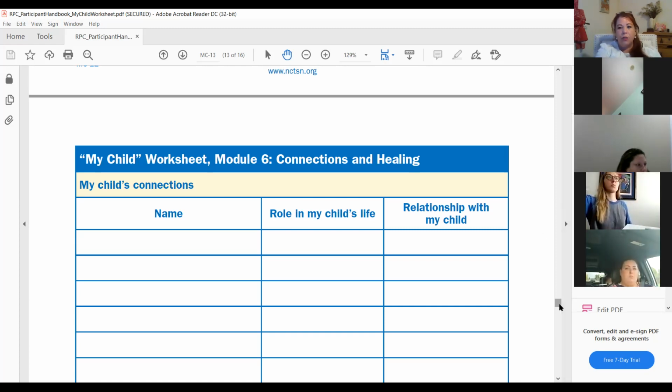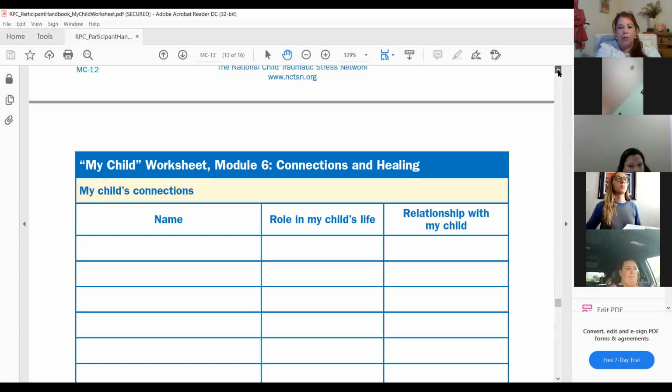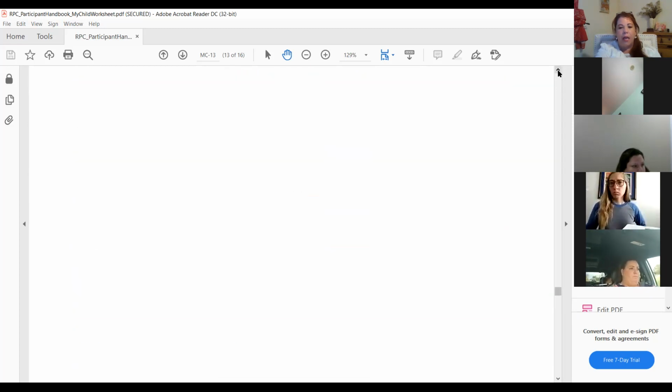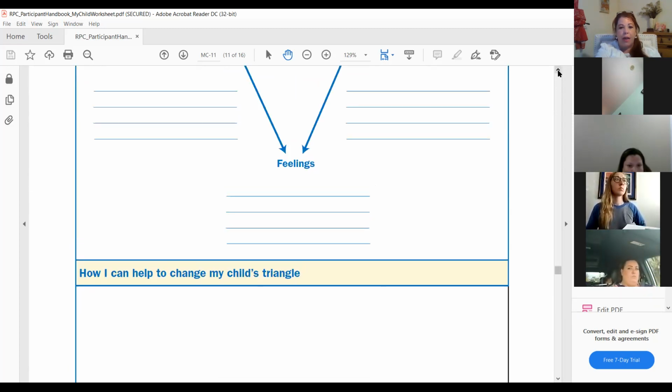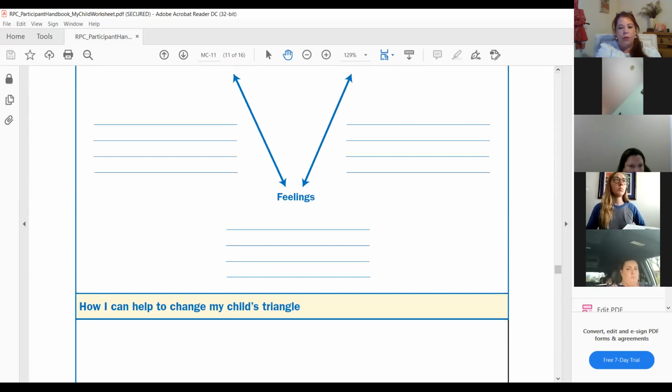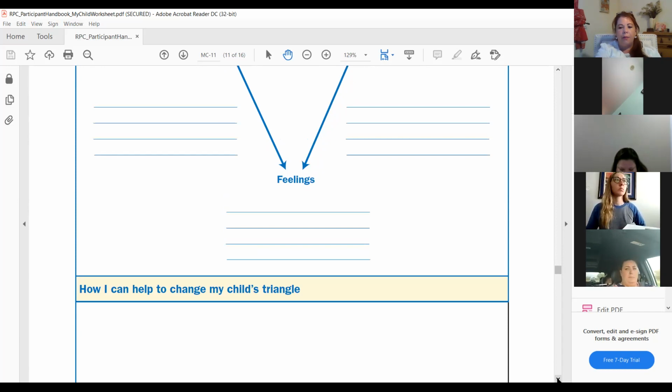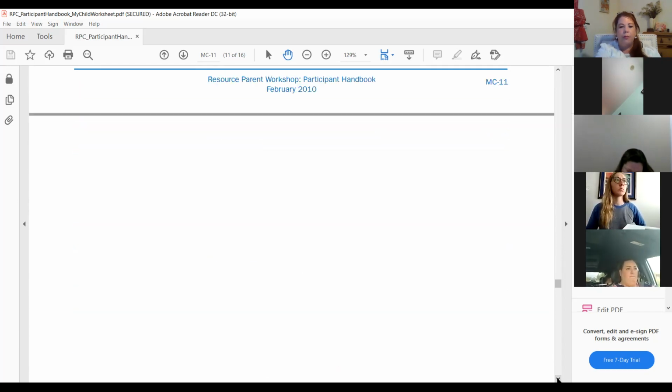And we've actually done two of those today. And I didn't pull up the other worksheet. I'll just run up by it really quick. But it is that triangle that we talked about. So you can fill out that My Child worksheet. But this one right here that I had before that I can't get to, there we go.